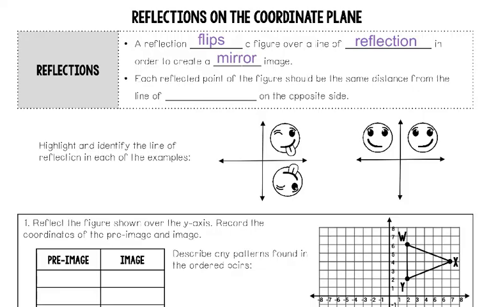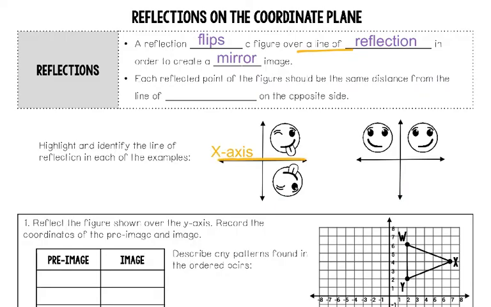The first thing you need to know about reflections is that a reflection is another word for a flip. A reflection creates a mirror image, just like a mirror would in real life. The thing about reflections in math, though, is that they have to have a line of reflection. So that line of reflection we're going to be looking at today, you can see in these two images.